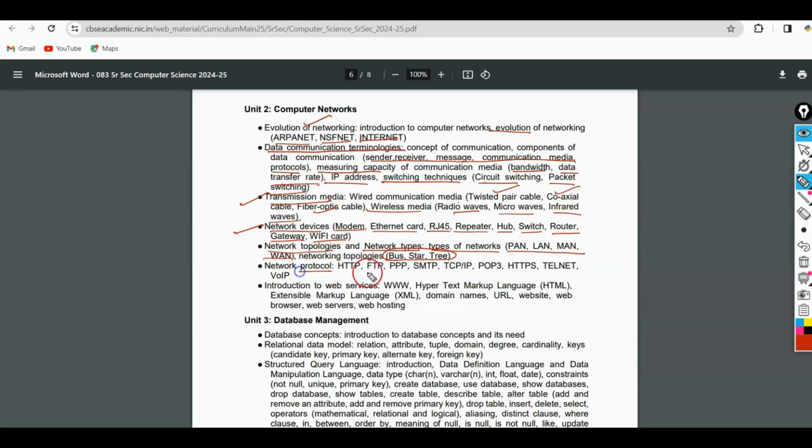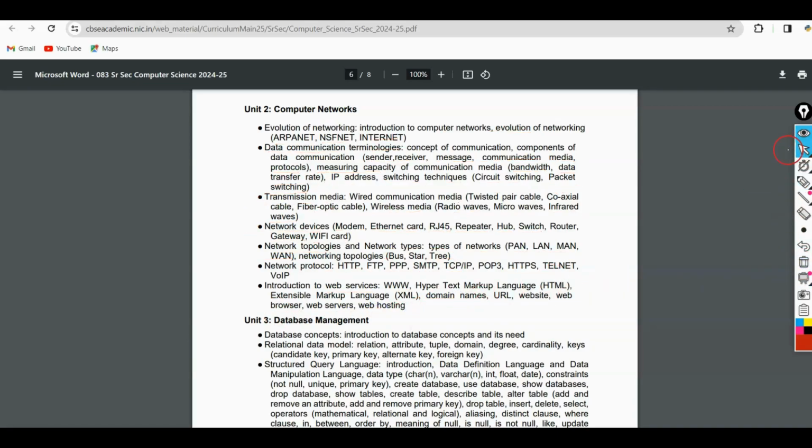And the protocols. You are going to study protocols such as HTTP, FTP, PPP, SMTP, TCP, etc. And then introduction to web services. Under web services you are going to read about what is WWW, what is HTML and XML, what are domain names, URL, what is a website, web browser, web servers and web hosting.